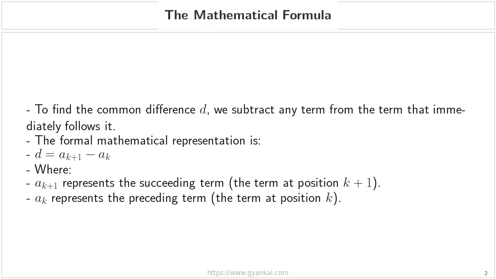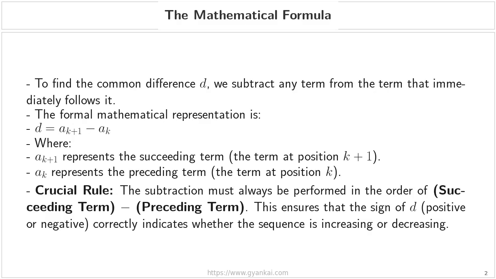The term a sub k plus 1 represents the succeeding term, which is just the term sitting at the next position in our sequence. The term a sub k represents the preceding term, or the term that comes before it. This leads us to a very crucial rule that you must memorize to avoid errors later on. The subtraction must always be performed in this specific order: the succeeding term minus the preceding term.